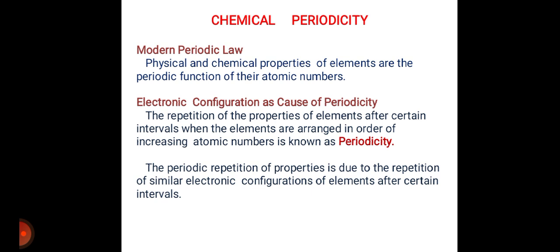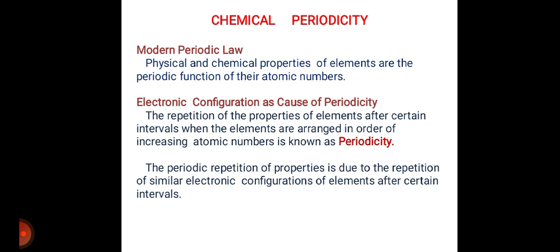Modern periodic law is nothing but: the physical and chemical properties of the elements are a periodic function of their atomic number. This is a very important law. And then, electronic configuration as a cause of periodicity.